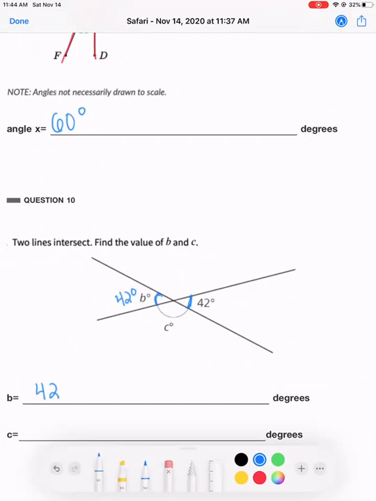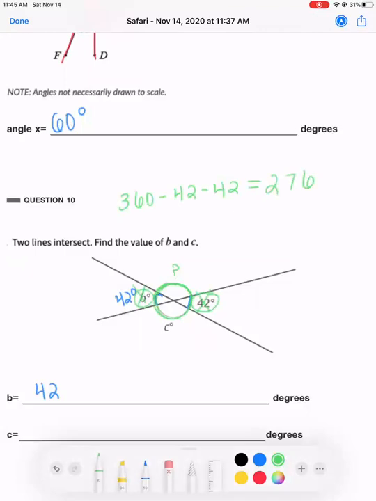Okay, but now what about angle C? It's not telling me what the measure of the vertical angle to angle C is, but I can figure it out. So let's think about what we know. We know that all four of these angles have to have a sum of 360 degrees. Well, I know that angle B is 42 degrees and the angle opposite of angle B is also 42 degrees. So I'm going to subtract that away from the total of 360. So I'm going to do 360 minus 42 and then also minus 42 again to get rid of angle B. And I'm left with 276 degrees.